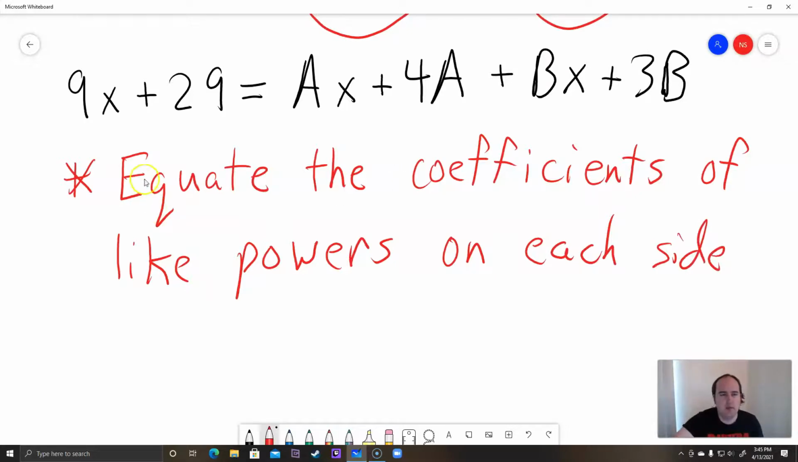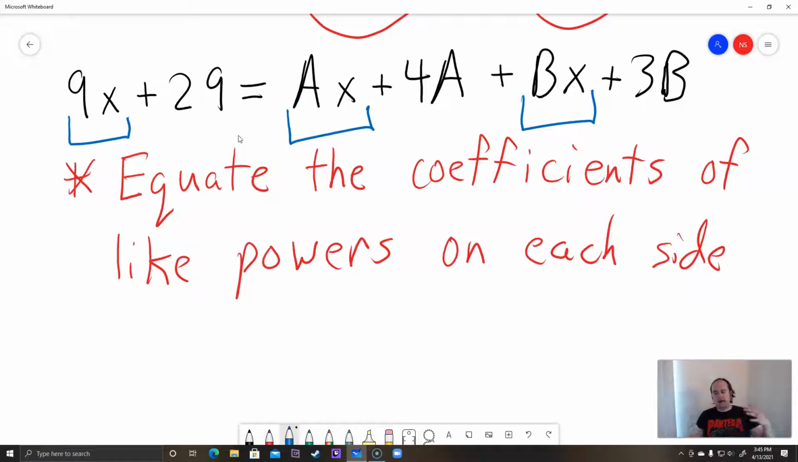So what's that going to look like? Well, with this one, we're looking at x because x is our variable. Remember, capital A and capital B are unknowns, but they're technically not variables because you're going to actually solve for capital A and capital B, so we're going to find out what they are at the end. So what are the like powers here? Well, first of all, we have the 9x, the ax, and the bx.